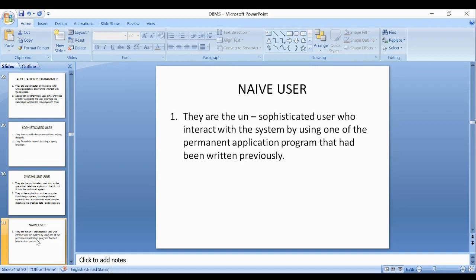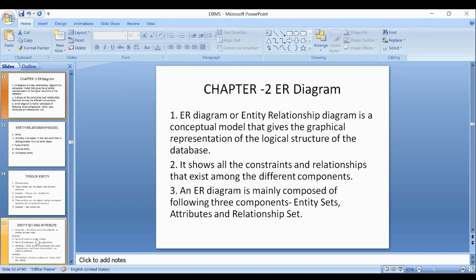Now coming to the last one, that is naive user. They are the unsophisticated users who interact with the system by using one of the permanent application programs that have been written previously. Now coming to chapter 2 of the DBMS, that is ER diagram.